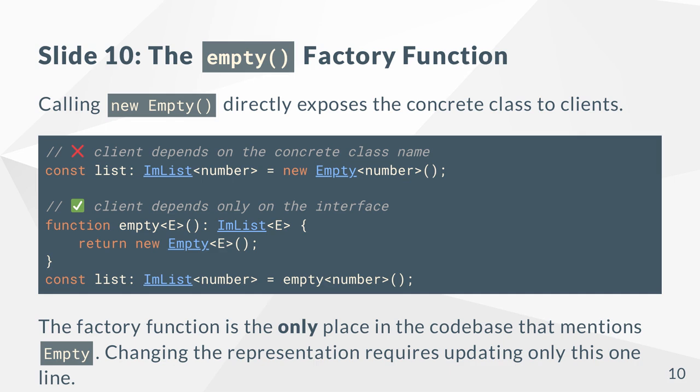We provide a factory function empty rather than exposing the Empty class directly to clients. If a client writes new Empty directly, they depend on the concrete class name. If we ever rename or replace Empty, that client breaks. The factory function returns ImList of E, hiding the concrete class name completely. The factory function is the only place in the codebase that mentions Empty. Changing the representation requires updating exactly that one line.